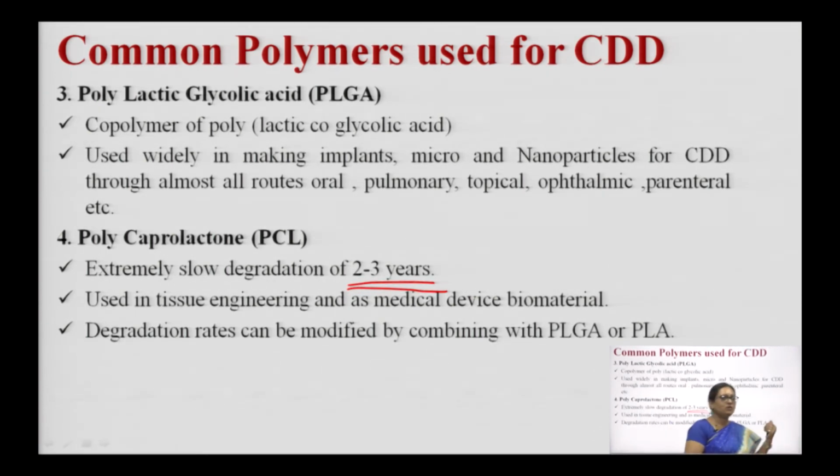So, this is useful because of its low biodegradability. It will take time for the cells to develop into a tissue. So, 2 to 3 years of slow degradation favors use of polycaprolactone for tissue engineering purposes. Further, the degradation rate of this polymer can certainly be modified by mixing it with other polymers of the same category, PLGA or PLA.